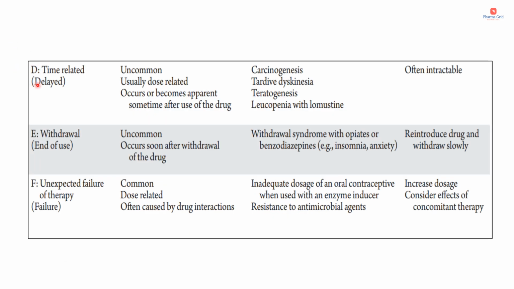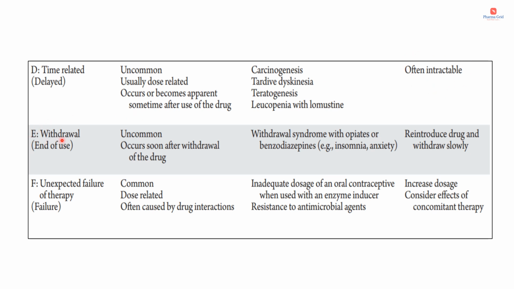Now D. D stands for delayed. Delayed in the sense time related. Okay, time related. So features include that it is uncommon, usually dose related, and occurs or becomes apparent sometime after the use of the drug. Then examples include carcinogenesis, tardive dyskinesia, teratogenesis, leukopenia with lomustine. So the treatment option is often intractable. Often intractable in the sense it's usually difficult to treat.